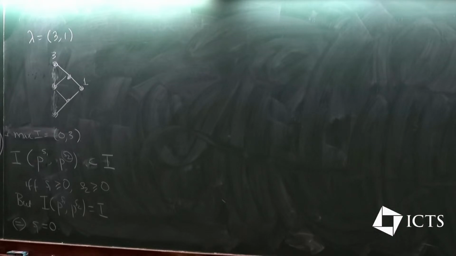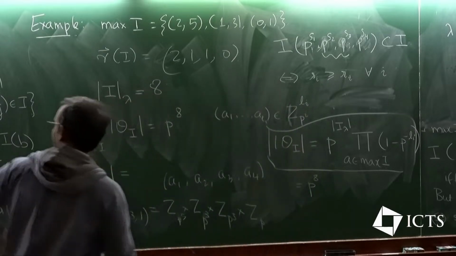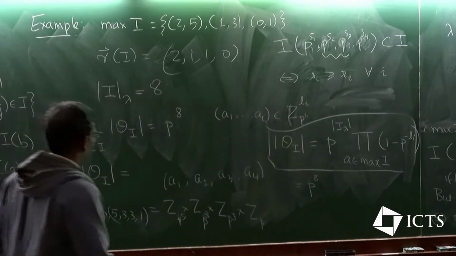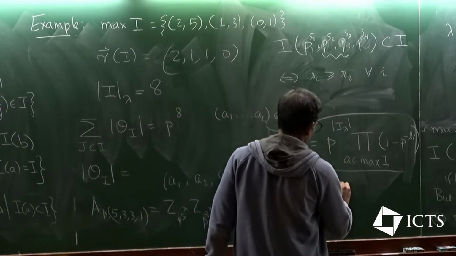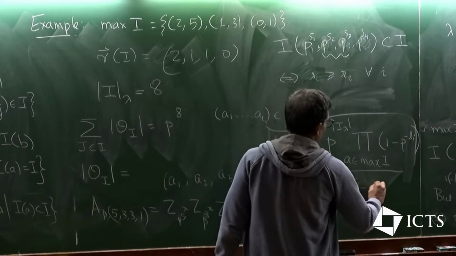So the formula you get is that the orbit OI corresponds to the product over the maximal elements of 1 minus p to the minus λ_i. So this is very easy to compute in any specific example. So let's just do it over here. What we get is p to the power 8, and in this case there are 3 maximal elements, but 2 of them have multiplicity 1 and 1 of them has multiplicity 2.